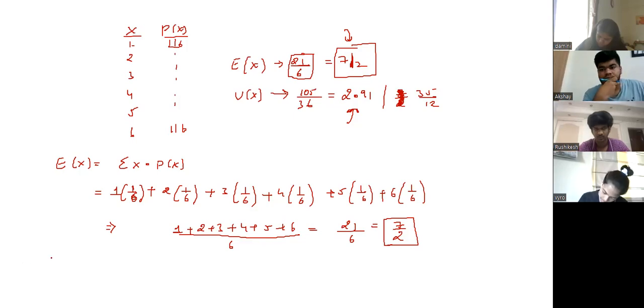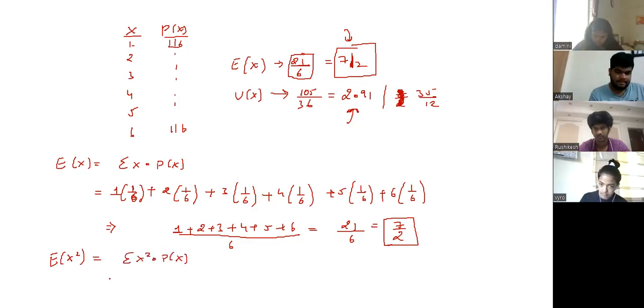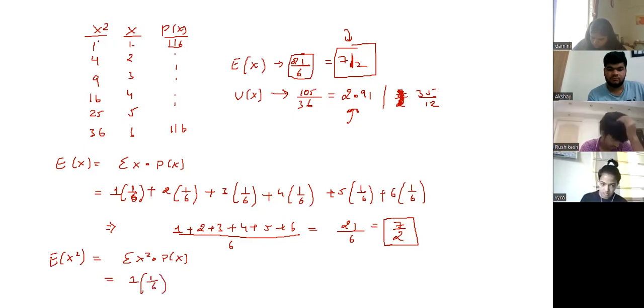Perfect. And in order to find variance of x, we need to first find expectation of x square, which is summation x square into probability of x, which is equals to 1. So if I write x square here, what I need to write? 1, 2 square is 4, 3 square is 9, 4 square is 16, 5 square is 25, 6 square is 36. So 1 into 1 by 6, x square into probability of x.